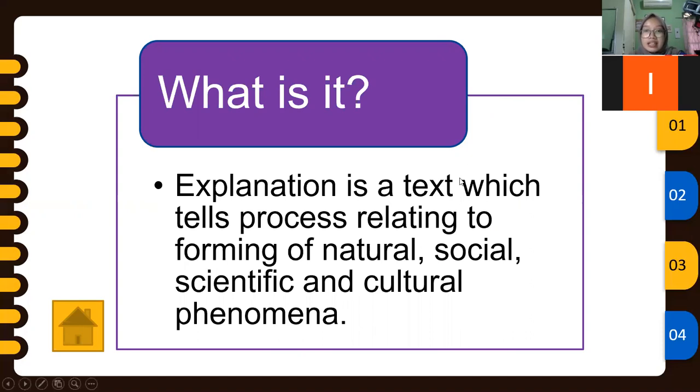Okay. So what is explanation text? Explanation text is a text which tells the process relating to the forming of natural, social, scientific, and cultural phenomena.